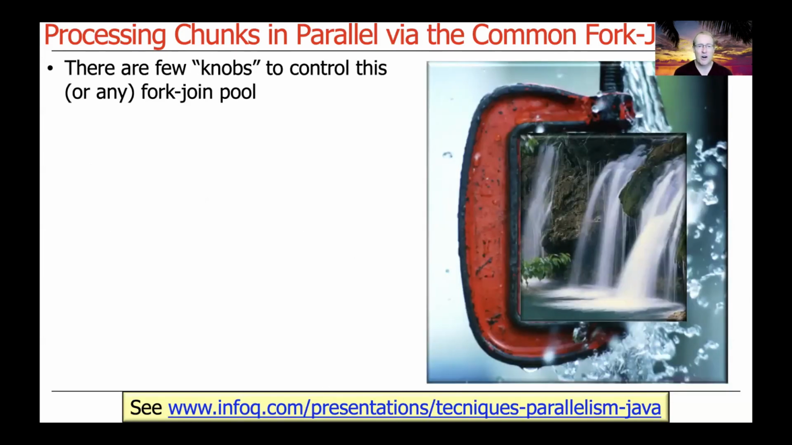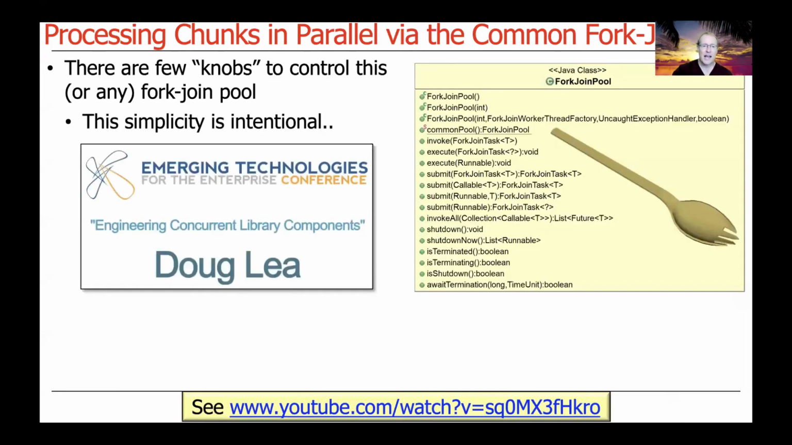There are deliberately very few knobs to control the common fork join pool, or actually any fork join pool for that matter, not just the common fork join pool. And this is intentional. If you want to learn why this is intentional, why they try to keep things fairly simple, you should watch this nice video by my good friend and colleague, Doug Lea, who wrote Fork Join Pool and many other concurrency frameworks and mechanisms in Java and other technologies too, for that matter.